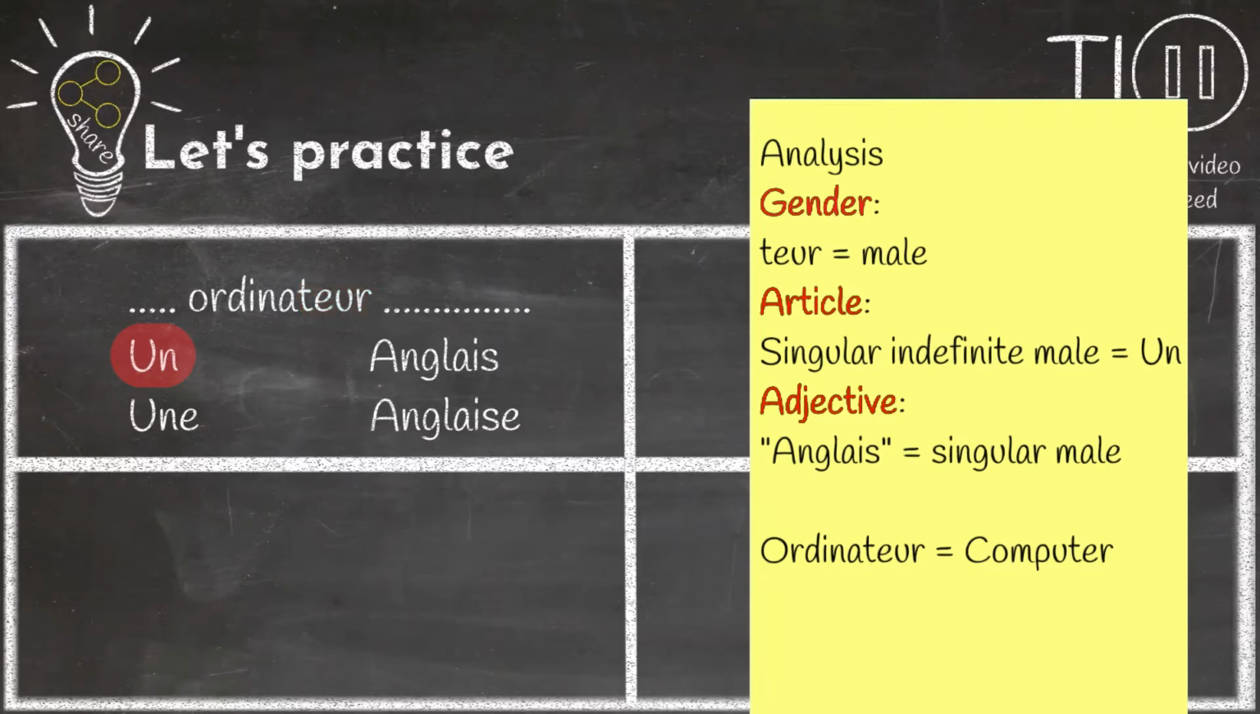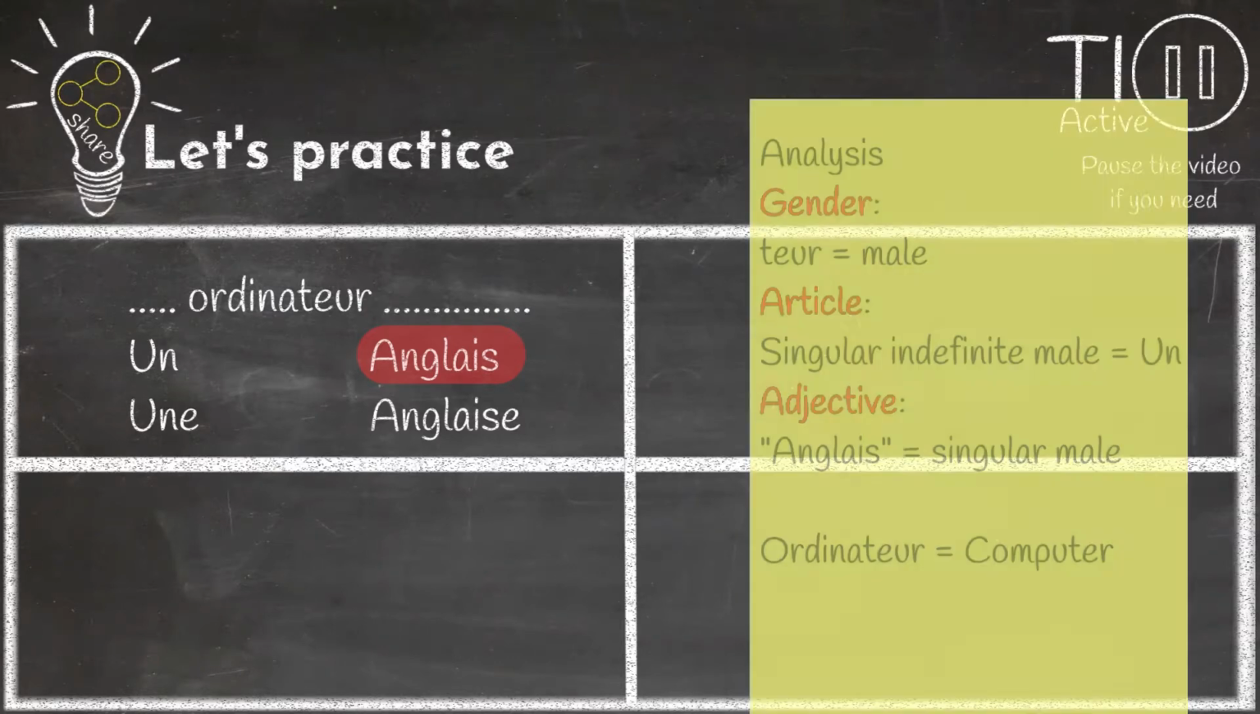Now it's time for the adjective. I have two options, and as I remember, adjectives also need to match by gender and number with the noun they modify. As far as I remember, the final E was a sign of a female adjective, so the correct answer is anglais, the one without the final E.